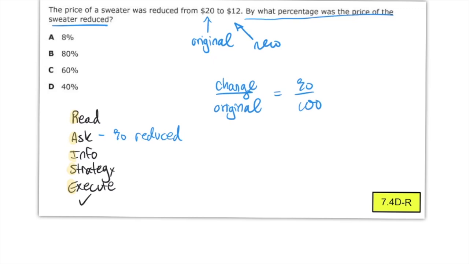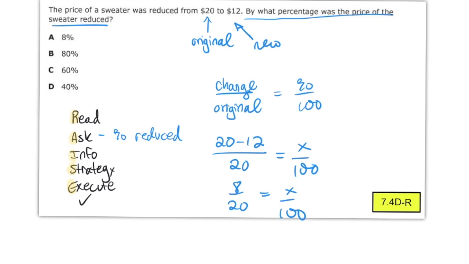The change is going to be 20 minus 12. That's how much it decreased, and it started at $20. And that's some number out of 100. That'll be equal to a number out of 100. So 8 out of 20 equals x out of 100.